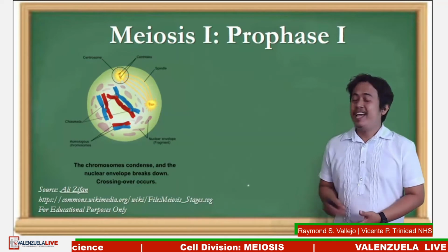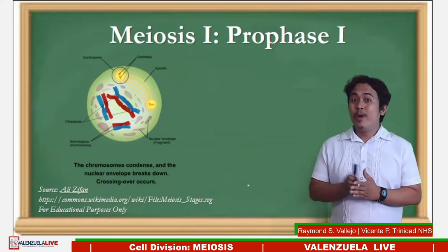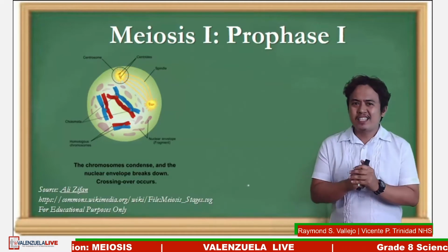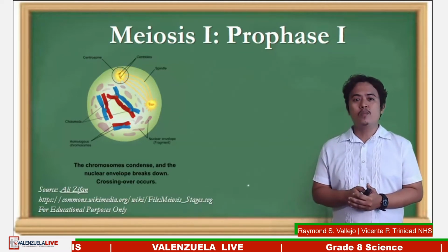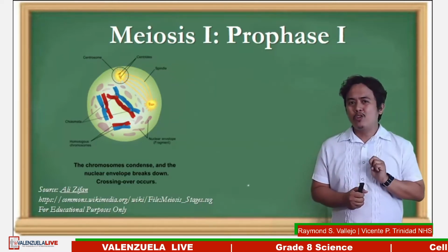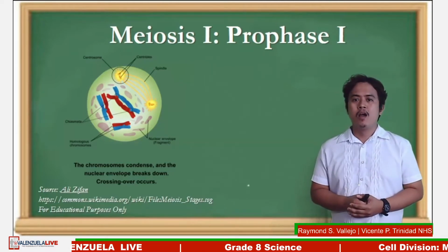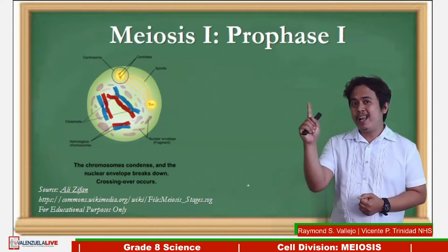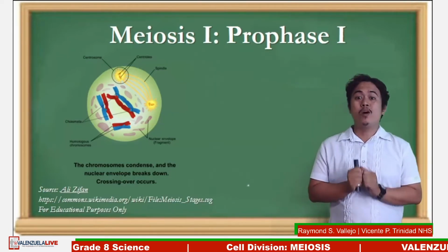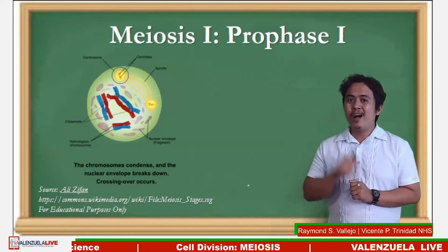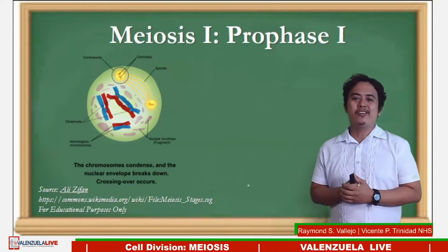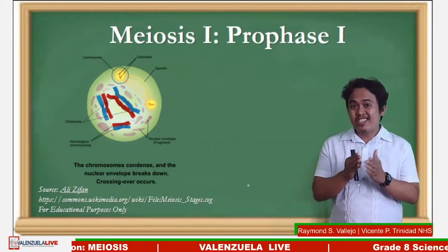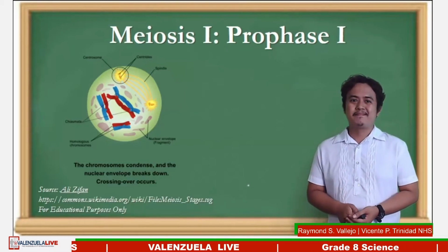Prophase 1 is a phase in meiosis with a lot of significant events. In prophase 1, aside from condensing of chromosomes, pairing of homologous chromosomes occurs. Homologous chromosomes are a set of one maternal and one paternal chromosome, one coming from the mother and the other coming from the father. These chromosomes have the same genes in the same locus.